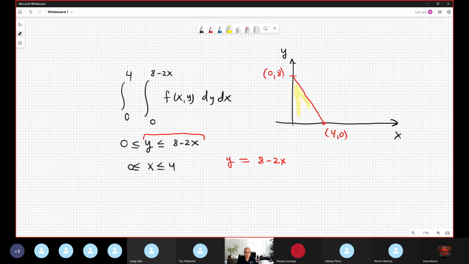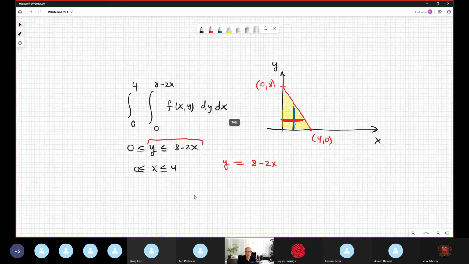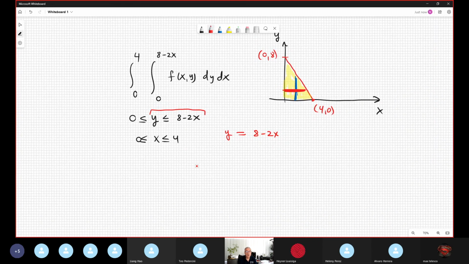The students can set up this integral in this direction. But I want to change to this direction. Well, I copy the double integral. The function doesn't change, the order of integration changes. dx first, dy second.